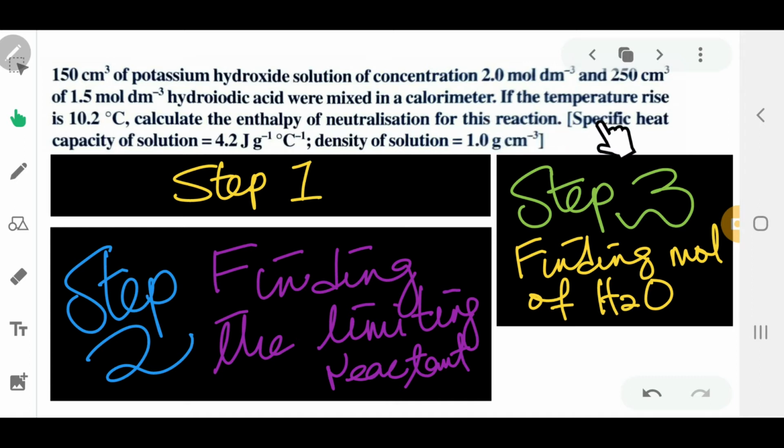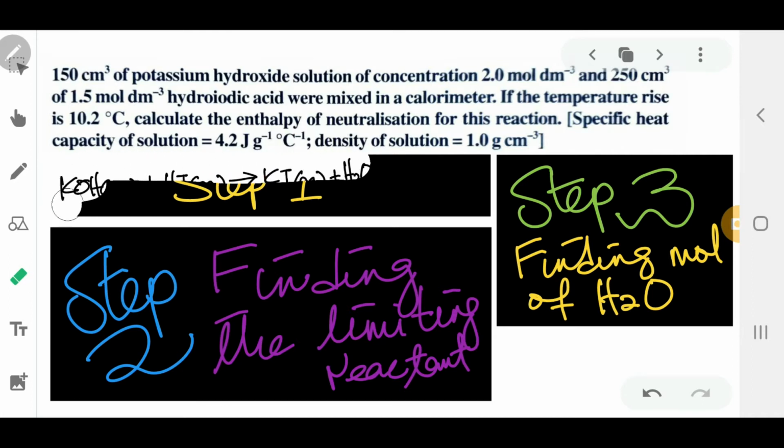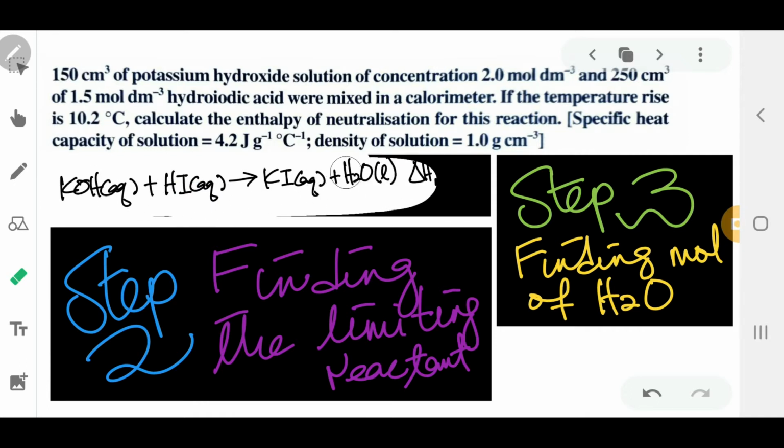The question gives you the specific heat capacity, which is 4.2 joules per gram per degree Celsius, and the density of the solution, 1.0 gram per cm³. You will know later why the density of the solution is given to you. So the first step in this case is very important: we need to write the balanced thermochemical equation, because the question does not give it to you. When you write the balanced equation, you should be able to get 1 mark.